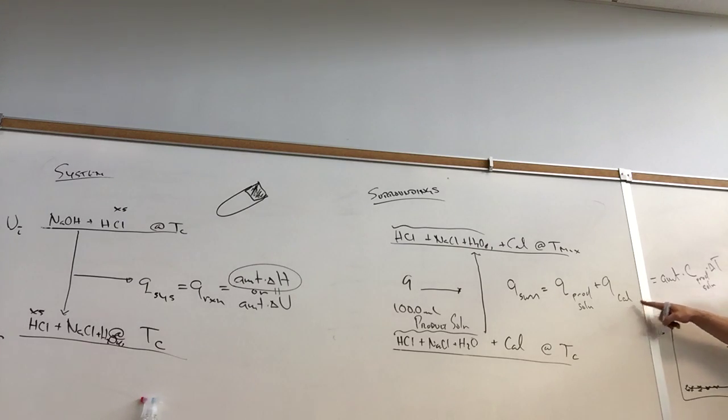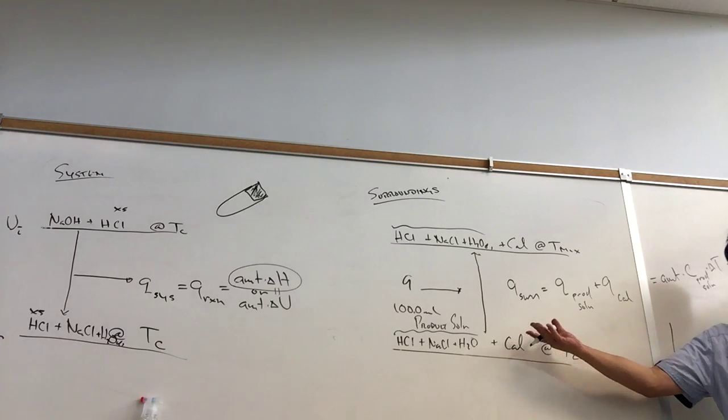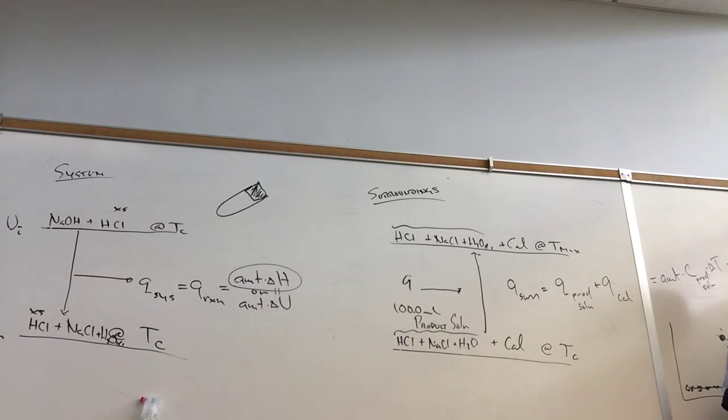Plus the calorimeter. How many calorimeters do we have? We only have one calorimeter. We always have just one calorimeter. And so we don't need to write the amount. In fact, let's get rid of the amount and just call it 1 times C times delta T. The calorimeter is in thermal contact with our product solution. In fact, our product solution is contained in the calorimeter, so they're both the same temperature. They have to be, so they're in contact with one another.